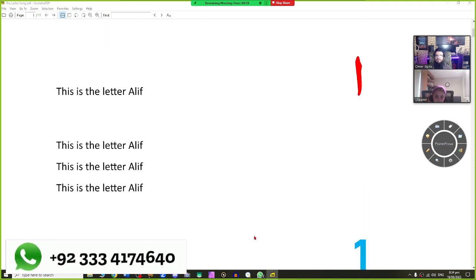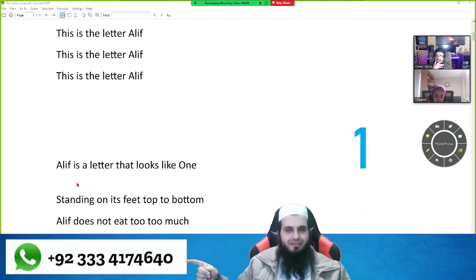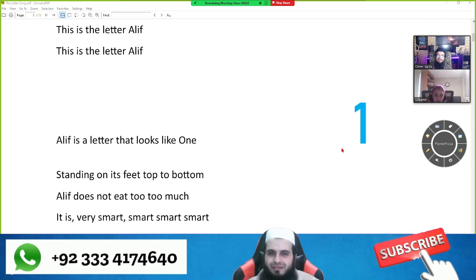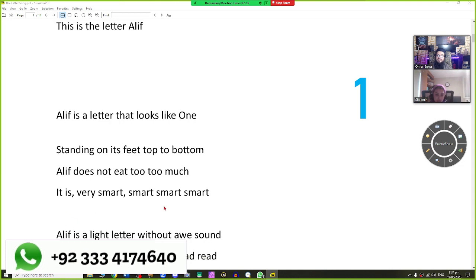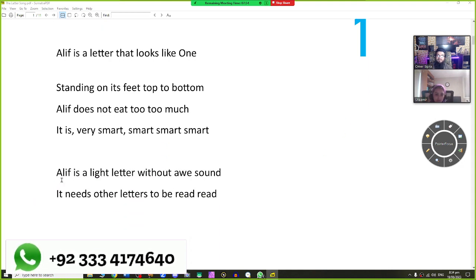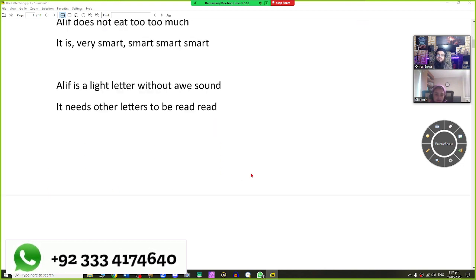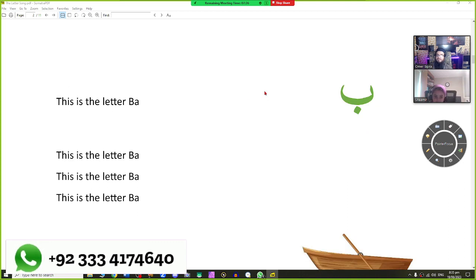Okay, now you sing the song. This is the letter Aleph. Aleph is a letter that looks like one, standing on its top to bottom. Aleph does not eat too much. It is very smart, smart, smart, smart. Aleph is a light letter without an aw sound. It needs other letters to be read. This is the letter Aleph. Say Aleph. Good job.